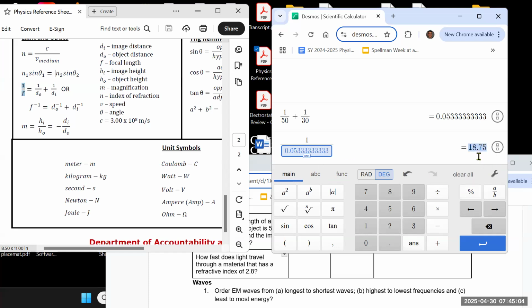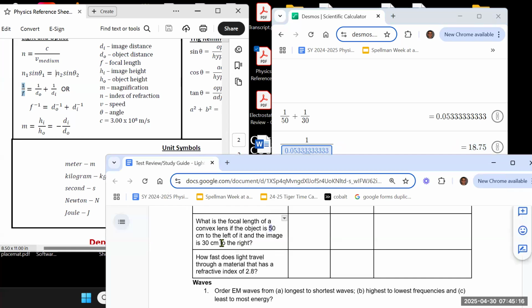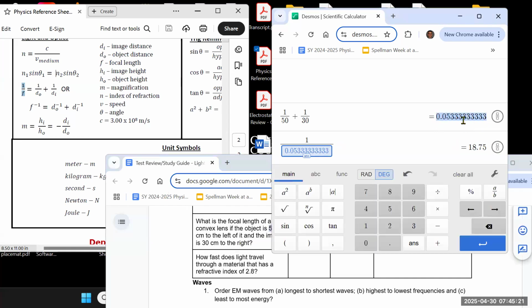Again, does that seem like a reasonable answer? Well, usually the focal length is somewhere in between the distances of the other two, or close to it or inside of it. It's usually smaller, but it's in the same kind of number range here because we got numbers of 50 and 30, and we got 18.75. Like, again, that number is way too small to be a right answer, so that should be your point that you have one more step to do.